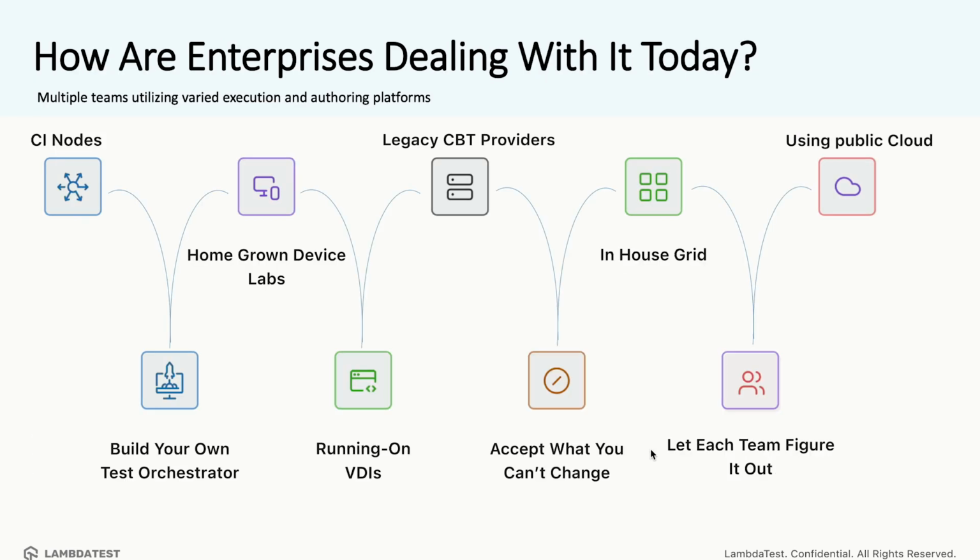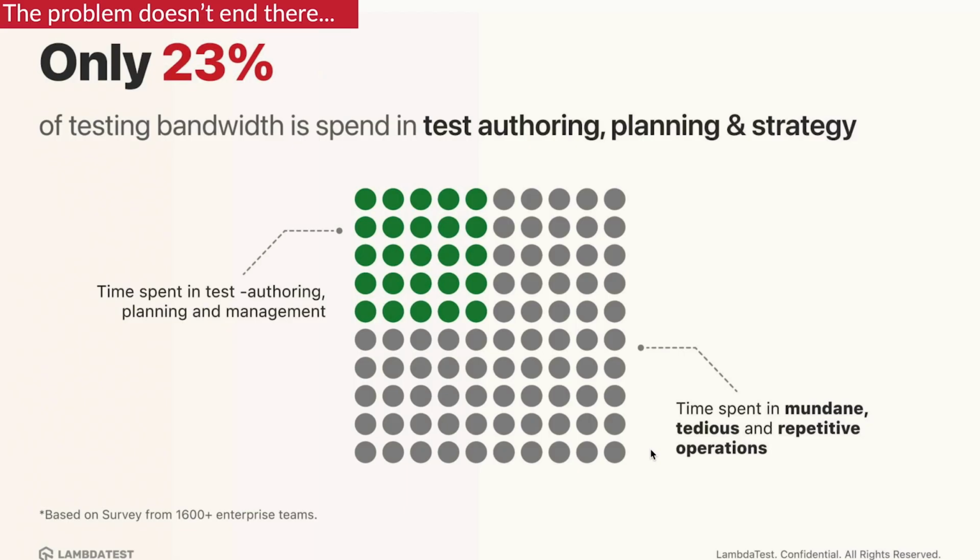If you look into how the tests are executed, teams have setups ranging from CI nodes to running test cases on VDIs, legacy CVT providers, sometimes even having in-house grids, or some of their test cases running on public cloud. But the problem doesn't end there.